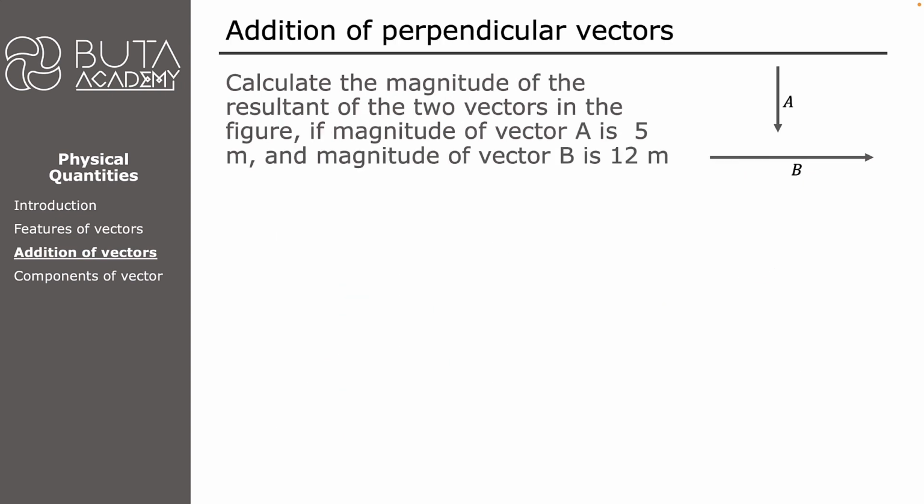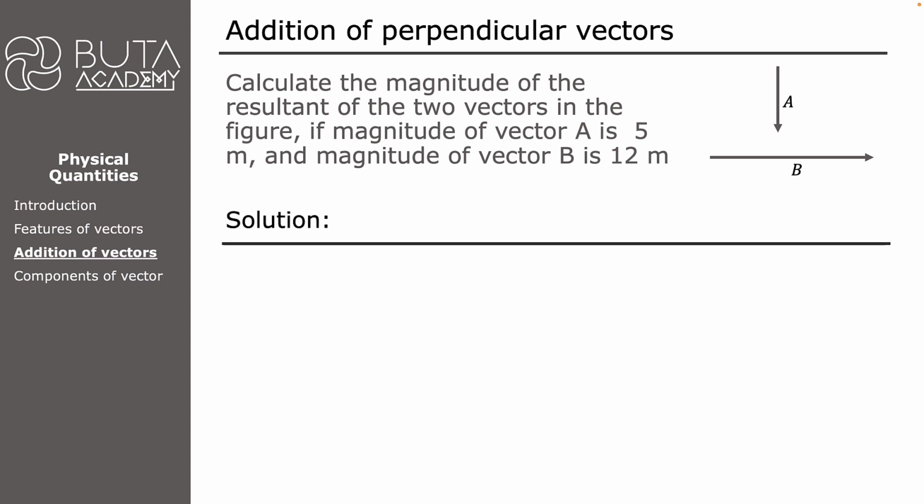On the last part of this video, we will learn how to add two vectors which are perpendicular to each other. The question is, calculate the magnitude of the resultant of the two vectors in the figure if the magnitude of vector A is 5 and magnitude of vector B is 12 meters. To solve the question, we can use either of the methods we have learned before. In tail-to-head method, first we draw the vector A, and from its head we are drawing the vector B. The resultant vector is the vector starting at tail of A and ending at head of B.